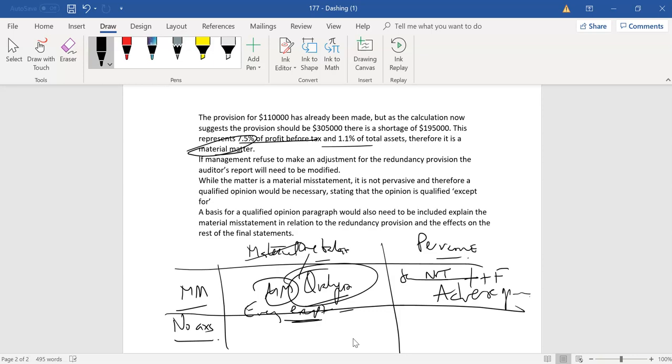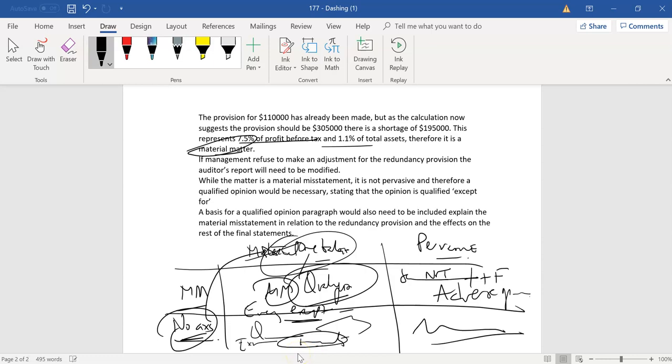The same thing applies when you have no access. If you have no access on just one balance, it's just qualified. So it's except for: I'm happy with everything else except for not being able to gain access to inventory. Inventory is the only thing I'm not happy with. I haven't seen it. But imagine you haven't seen a number of things. You give what is referred to as a disclaimer of opinion. I can't give an opinion because I can't see any evidence of many things. So you have the two things, material misstatement and no access, or if you like, you can't see the evidence, and then you have this sort of grid.